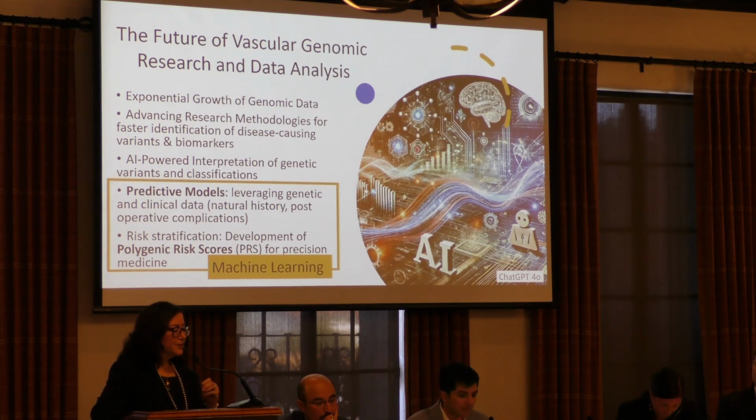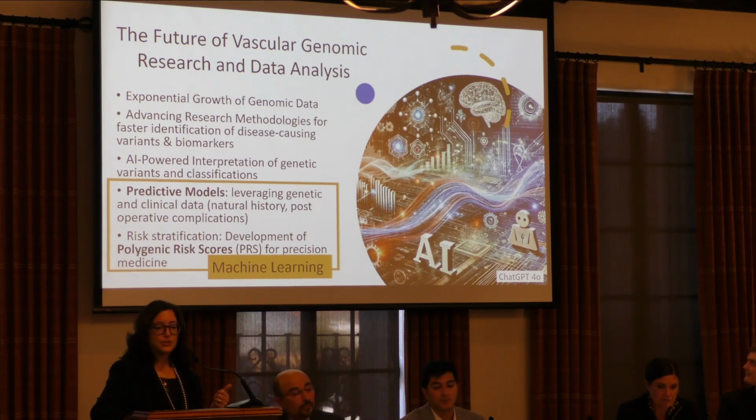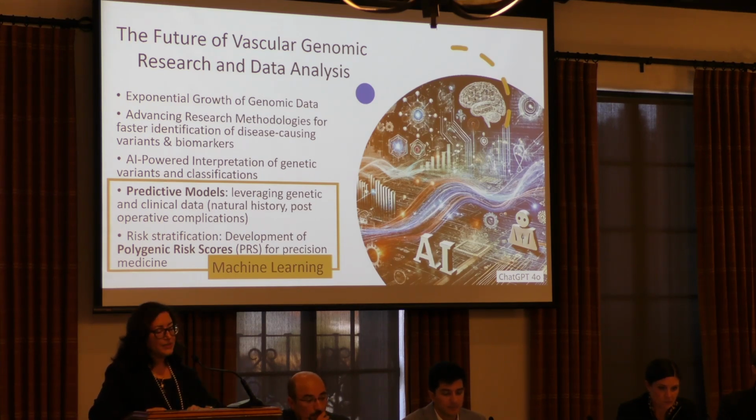So for the future of vascular genomic research, I think there's an exponential growth in genomic data. We do need AI tools to mill through all these data, and we need to advance our research methodologies to keep up, not only with identifying disease-causing variants, but also the biomarkers associated with these variants. We need to be able to interpret the genetic variants and classification, and come up with predictive modeling.